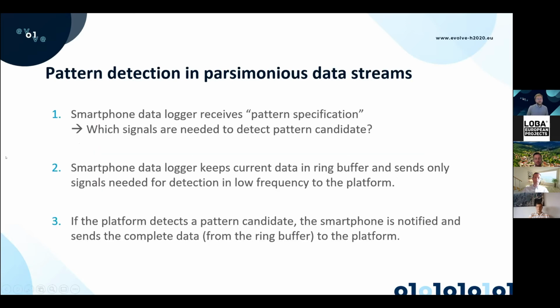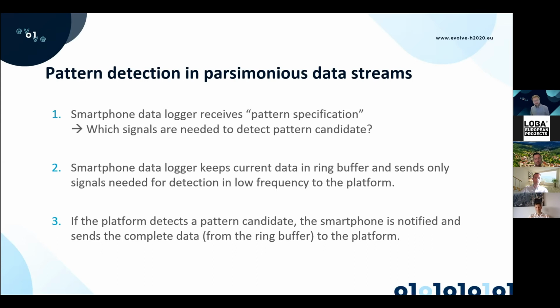So to recap, we have a smartphone data logger that receives some kind of pattern specification from a server. This specification contains information on which signals are needed to find those pattern candidates I was talking about, so to find those time windows where we think that something interesting might be happening. The pattern specification contains a list of signals we need and how many points per second the smartphone should send. Typically, it's 1 point per second.